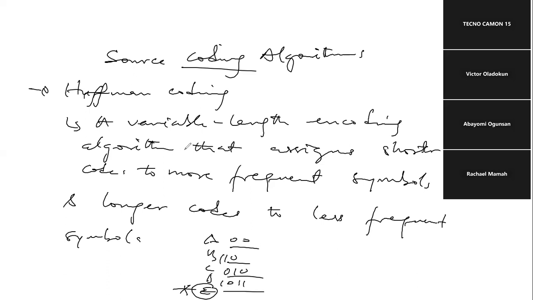So we are saying that the Huffman code is a variable length encoding algorithm that assigns shorter code lengths to more frequent symbols. We'll see how that works. We'll play with an example. And then it assigns longer codes to less frequent symbols. Then we have another source coding algorithm, the Lempel Ziv.